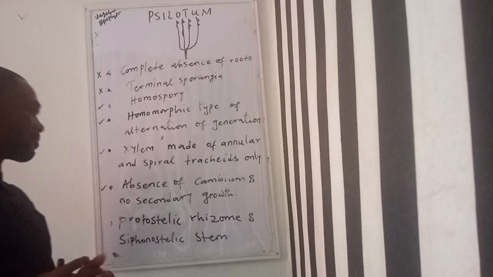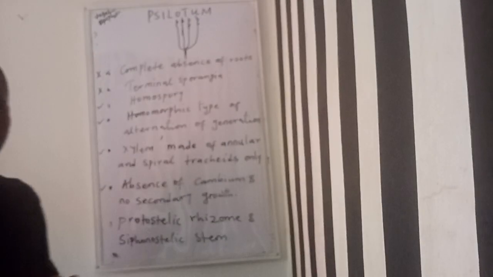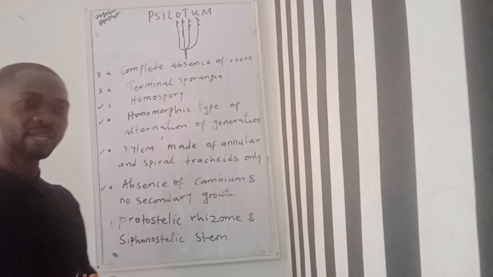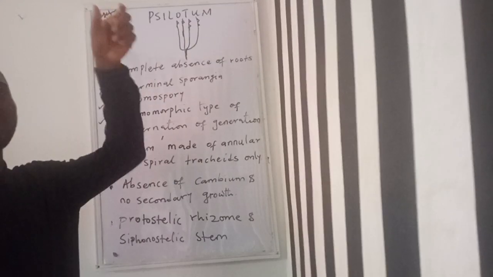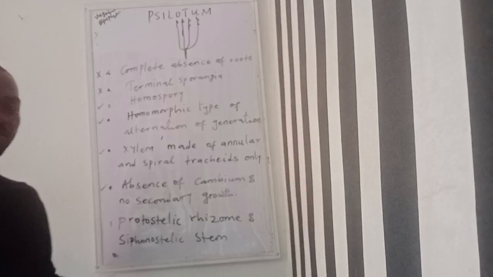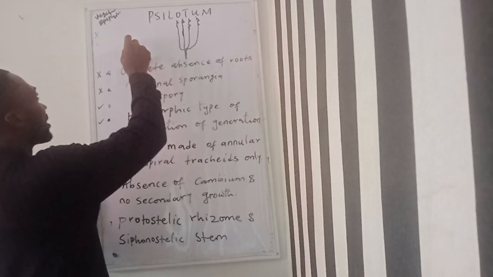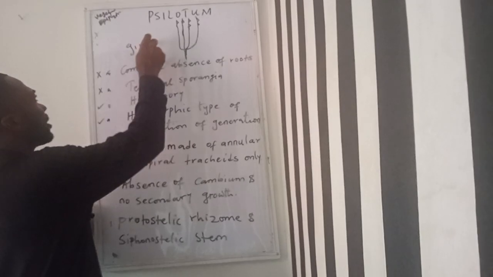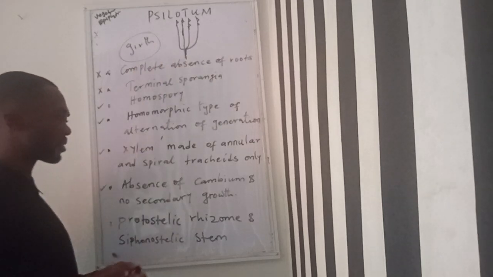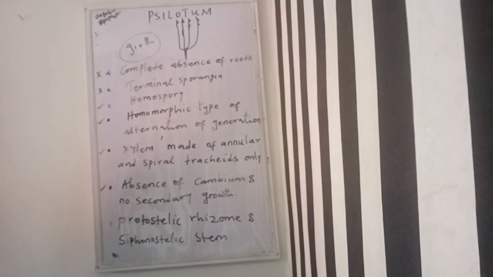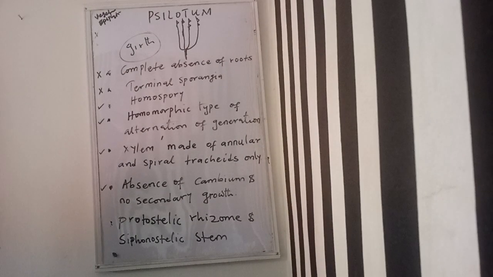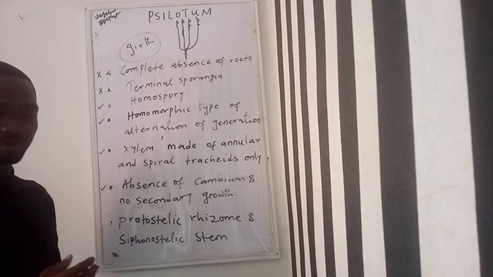Then there is absence of cambium and no secondary growth. Of course, there are two main types of growth in a plant. We have primary growth, when a plant increases in height. Then when a plant begins to increase in girth or width, that is what we call secondary growth. And the cambium is one of the tissues that power this secondary growth.